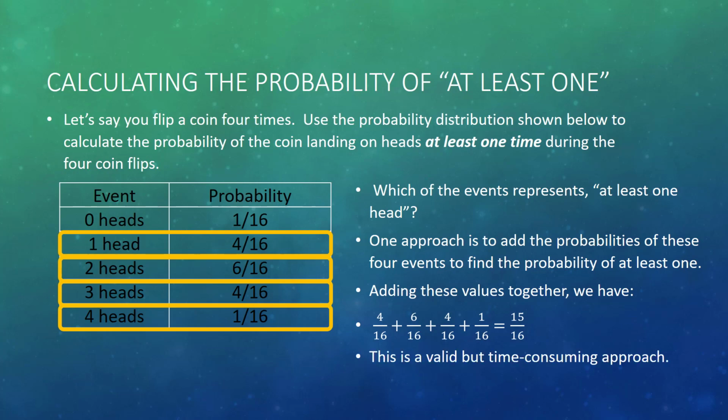This is a valid approach, but as you can see, it's a bit time consuming. And if we had more outcomes, for example, if we flip the coin 10 times, then it would be even more cumbersome and time consuming. Can you think of a shortcut? Pause the video, write down your answer, and then unpause it to see if your answer agrees with the video.